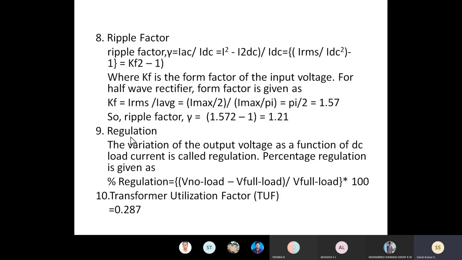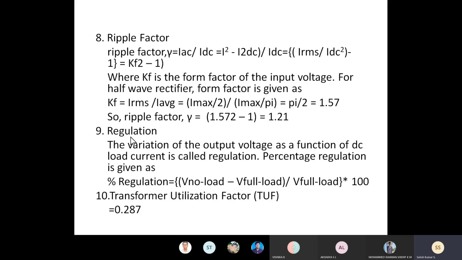The next one is regulation. For regulation, the output voltage should give a constant load current. Here the positive half cycle is conducting and the negative half cycle is not conducting, so this is not purely a regulated output. This kind of waveform is not preferred.